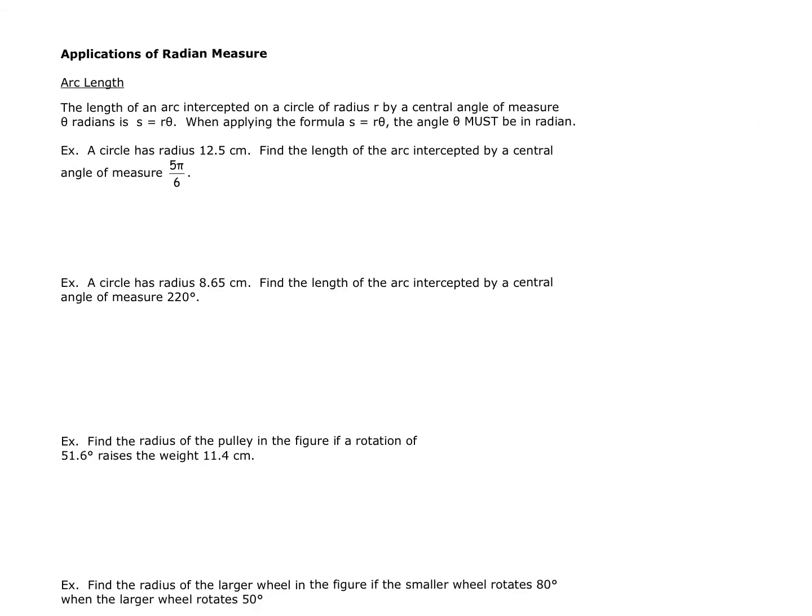All right, so we use Radian Measure to solve lots and lots of applications. And the first one that we do is called arc length. Arc length is some measurement on the outside of the circle, so the length of the arc. When we want to find arc length, the formula is S equals r theta.